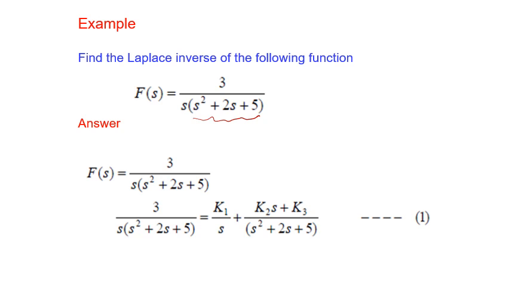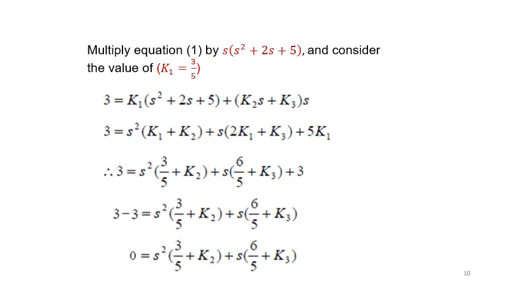So how to expand it? F(s) can be written as 3 over s into (s squared plus 2s plus 5), which equals K1 over s. Now we have two values for s, so there have to be two K's. It's always written as K2 s plus K3 over the complex element. Now in the solution, we will multiply the whole equation by the denominator of the function, which is s into (s squared plus 2s plus 5).